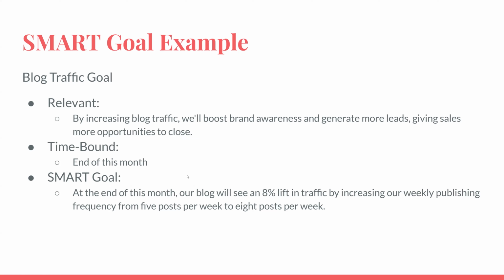And this is time bound. It is going to take place over a 1 month period. So that means our SMART goal, in summary, is at the end of this month, our blog will see an 8% lift in traffic by increasing our weekly publishing frequency from 5 to 8 posts per week. So you can see we went through each of the relevant SMART pieces of information in our goal, and we're able to summarize what's going on for our client.